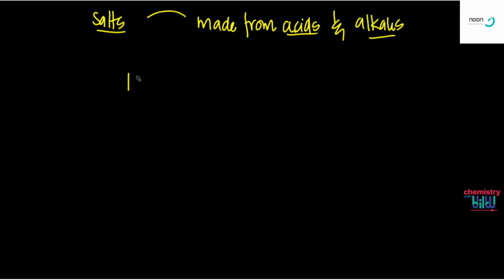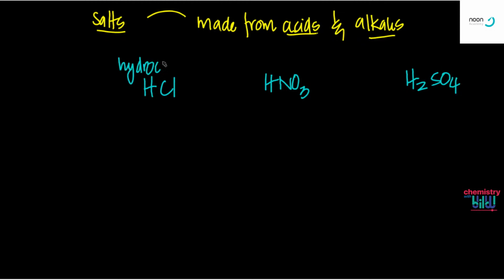Let's make a whole table. Let's say one acid is HCl. We'll take only 3 acids. One acid is HNO3, and one acid is H2SO4. The left one is called hydrochloric acid. The middle one is called nitric acid. You need to start learning their names. And the last one is called sulfuric acid.